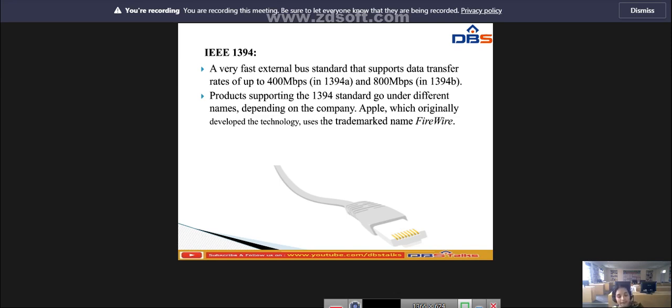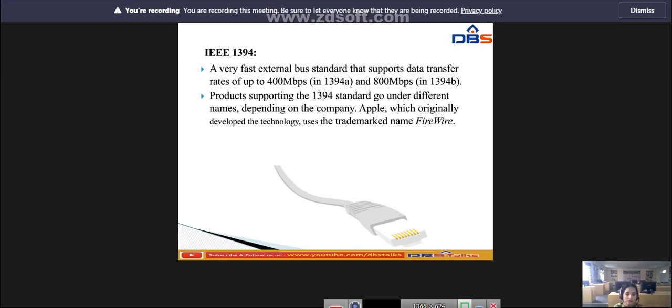Products supporting the 1394 standard go under different names depending on the company. Apple, which originally developed the technology, uses the trademarked name FireWire. So this is the cable we are having. This is the IEEE 1394 high speed serial bus, which will change the transport of digital data for computers and consumer electronic devices.